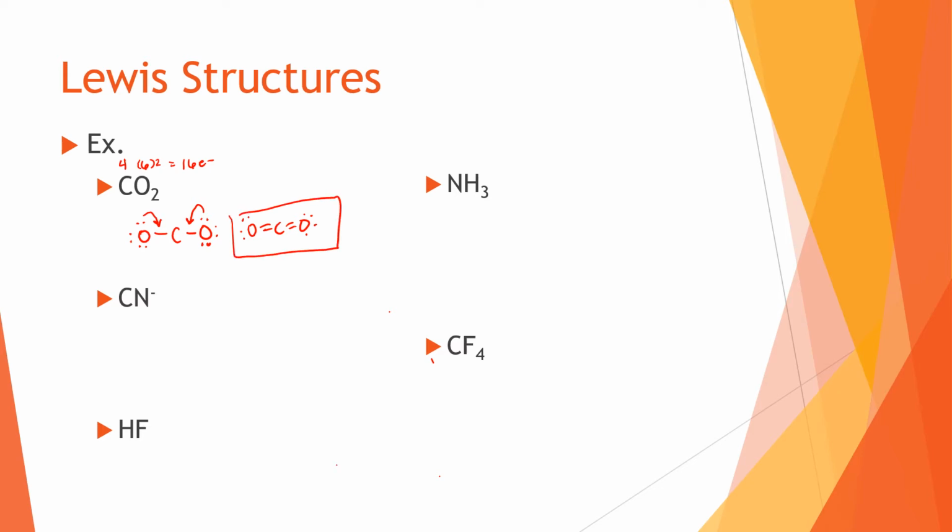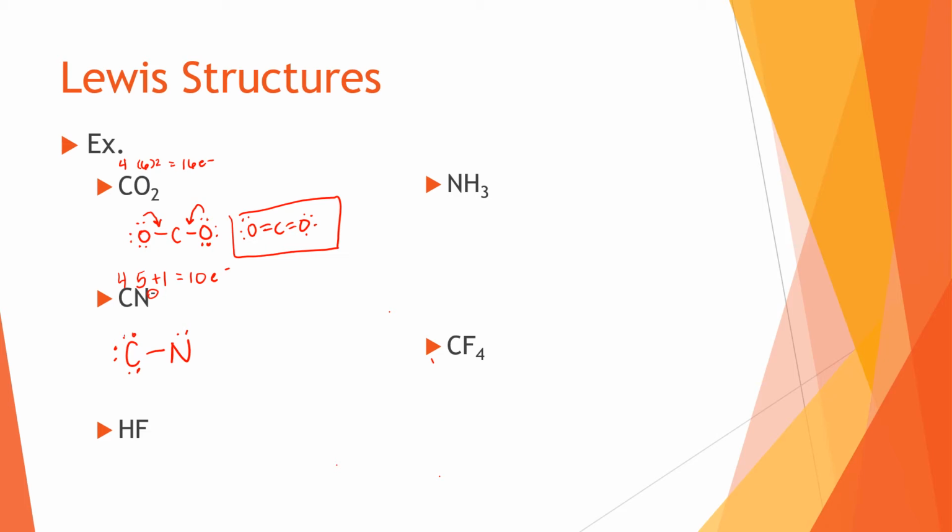Look at the cyanide ion. Carbon has 4, nitrogen has 5, and then we have a -1 charge, so we're going to add in an electron for that. So we have 10 total electrons. No center atom here because there's only 2, so I'm just going to connect them. Now I'm going to fill in the outside. So that's 6, 7, 8, 9, 10. So there I have 10 total electrons.